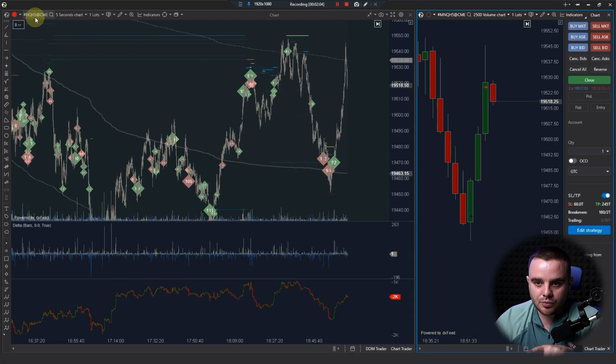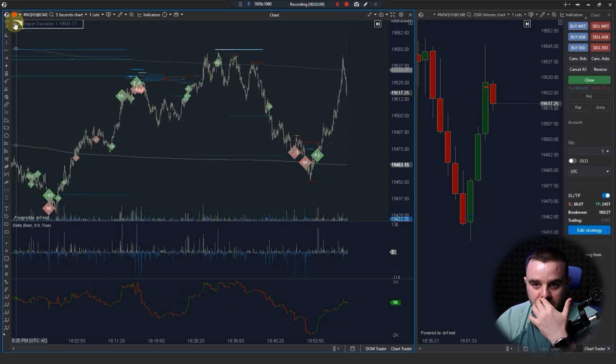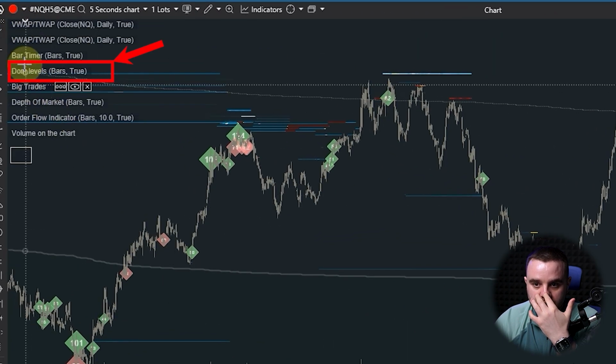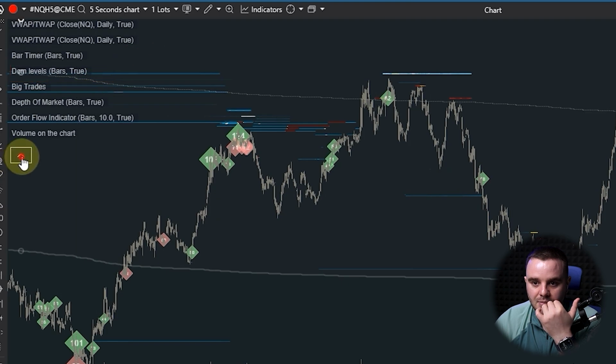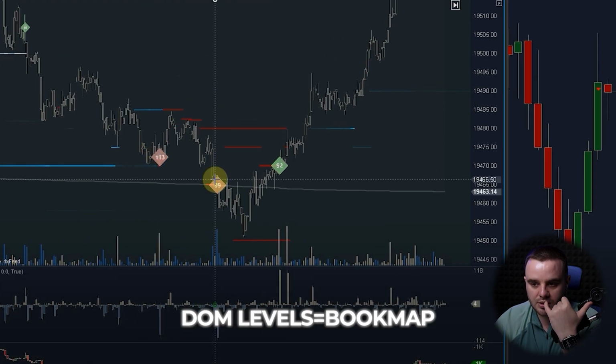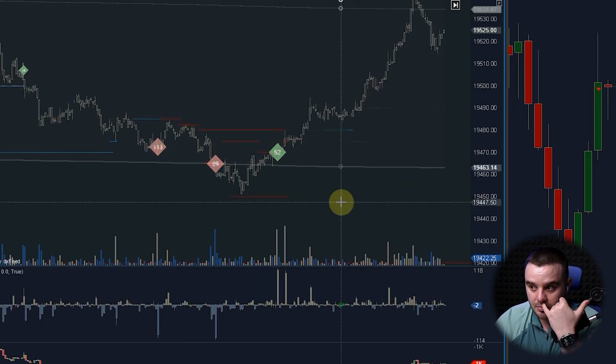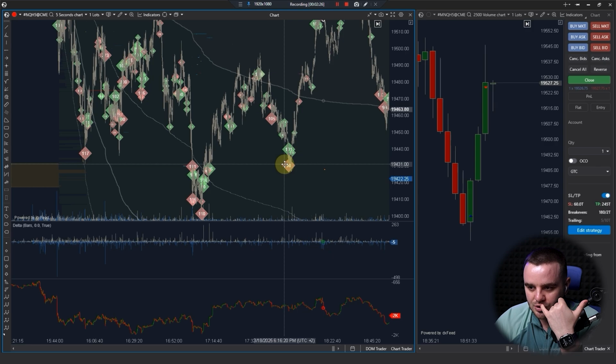At this moment in front of your eyes, it is a 5-second chart with a bookmap. In this platform, in ATAS, we have these DOM levels. It is the same as a bookmap, and the beauty is that it works much faster. You can see market orders plus significant limit orders, and you can see how price reacts to them. And have a look at what's going on here.